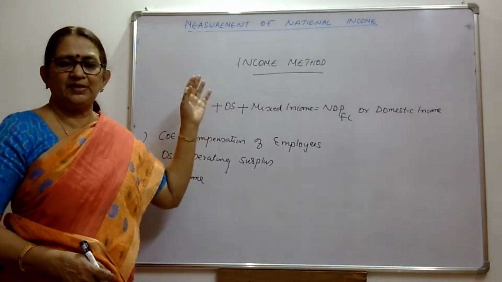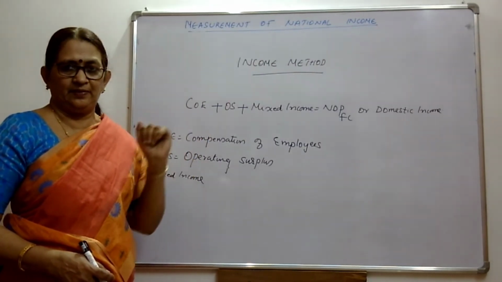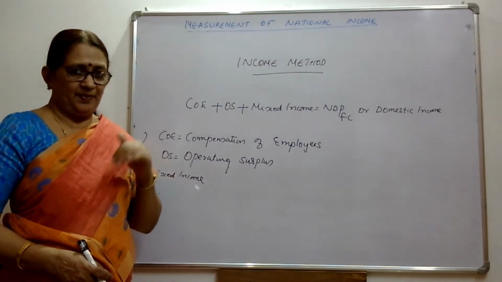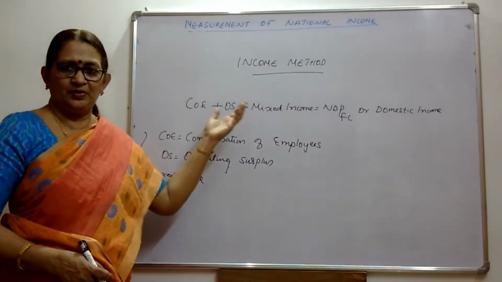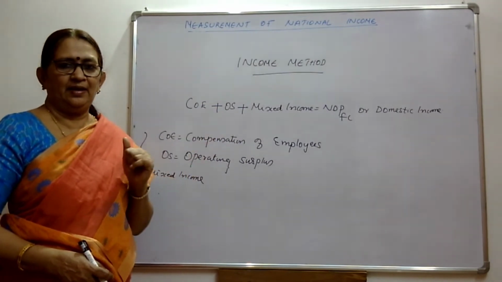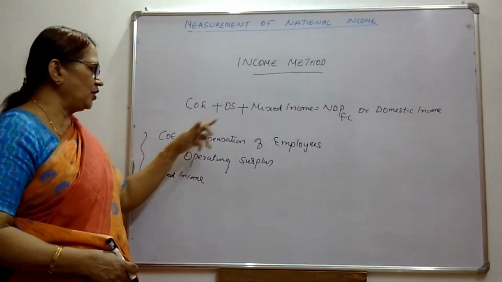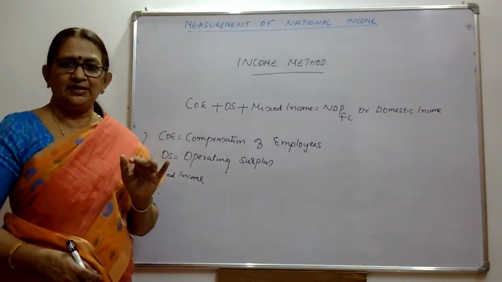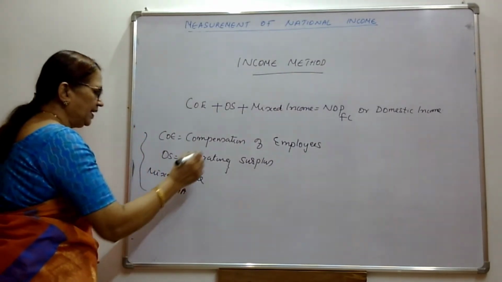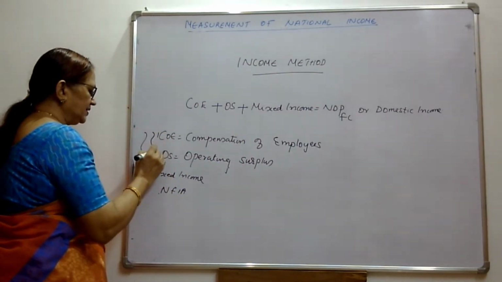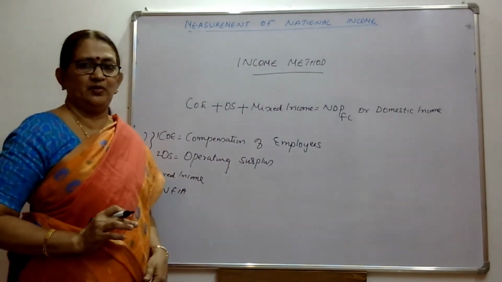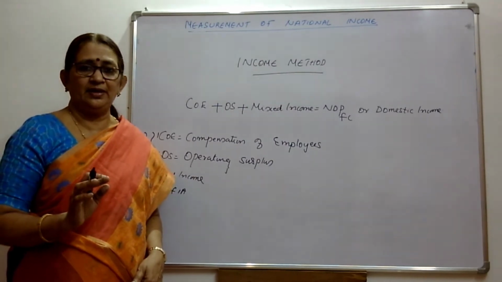This income method is otherwise called the distributed share method or factor payment method. Factor income is factor payment: income received by the factor inputs, the payment given by the firms to the factor inputs. That is why it is factor income and factor payment. So COE plus operating surplus plus mixed income gives domestic income. To that we have to add NFI, net factor income from abroad, in order to get national income.